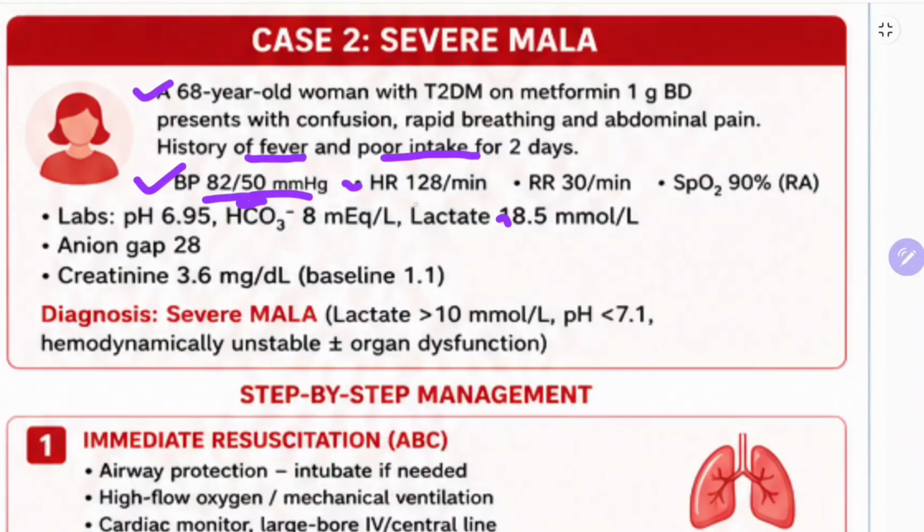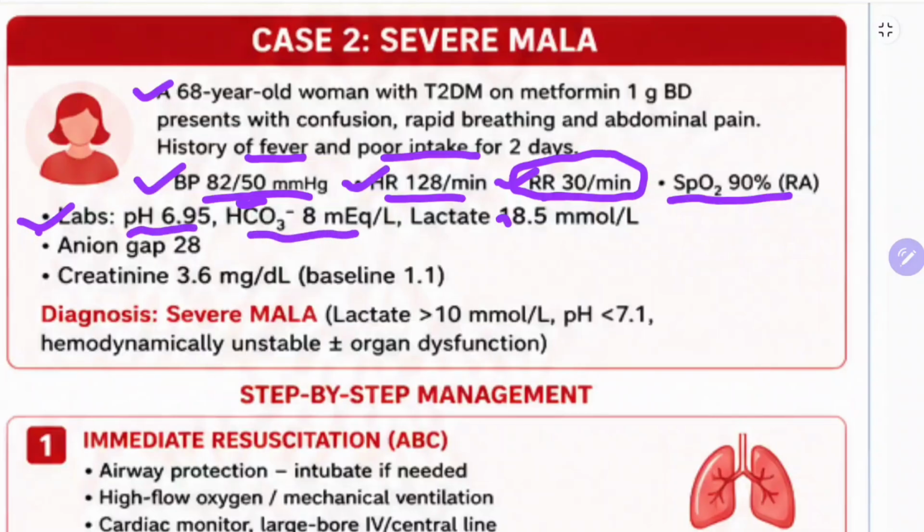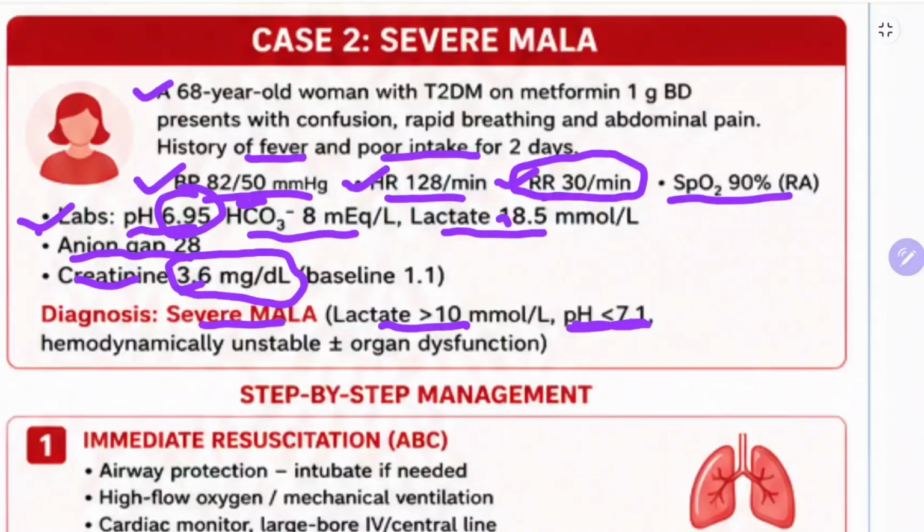BP is 82 by 50. Heart rate is tachycardia, 128 per minute. Respiratory rate is 30 per minute. Already there is compensatory hyperventilation, but the saturation is also dropping, 90% at room air. Labs: pH is less. Bicarbonate is 8 milliequivalents per liter. Lactate is 18.5, and anion gap is 28, more than 12. Creatinine is 3.6 milligram per deciliter. So the diagnosis is severe MALA because lactate is more than 10, pH is 6.95, less than 7.1, and the patient is hemodynamically unstable.